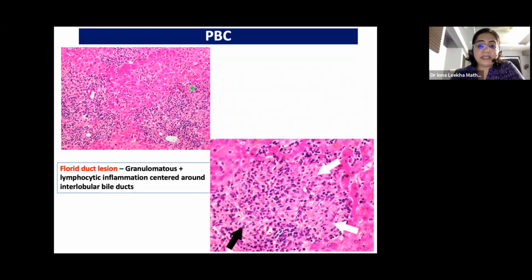This is the biopsy. You can see there is dense inflammation in the portal area. These are the portal areas. This is a higher magnification. You can see there is a granuloma. Granuloma is a collection of histiocytes here in the portal area.